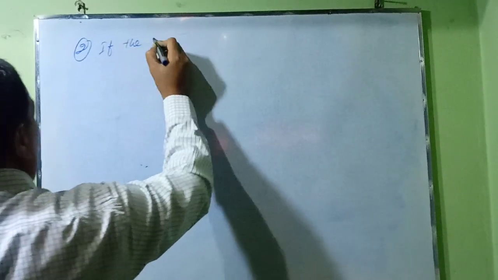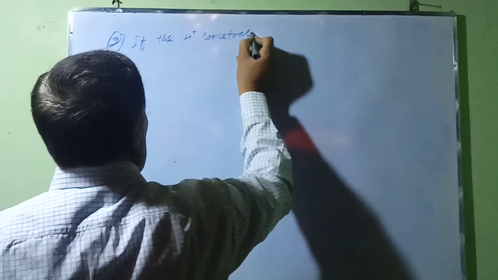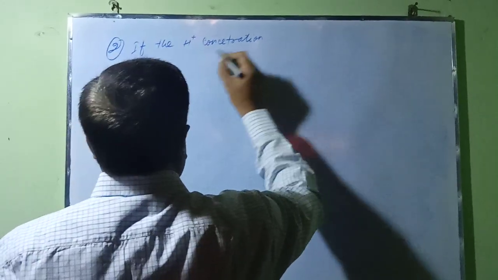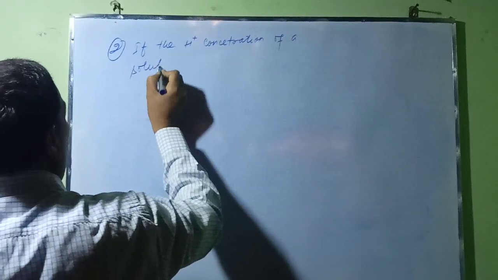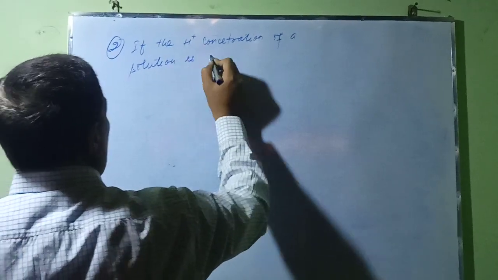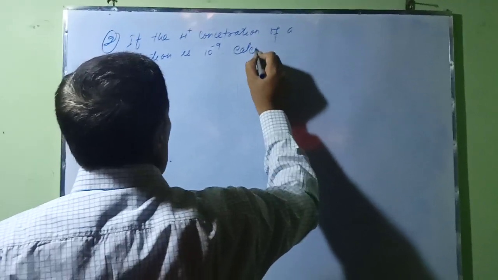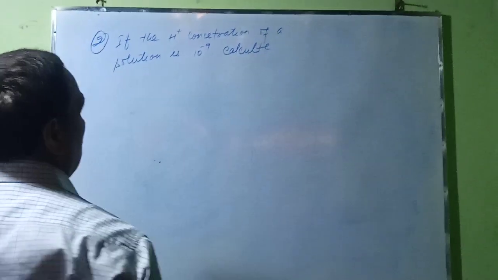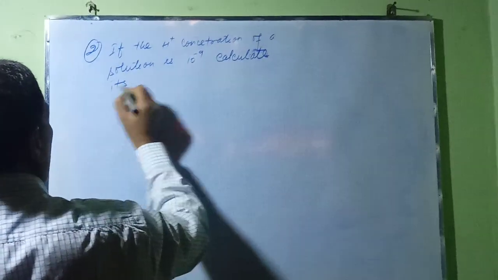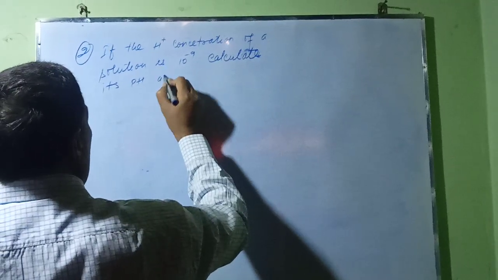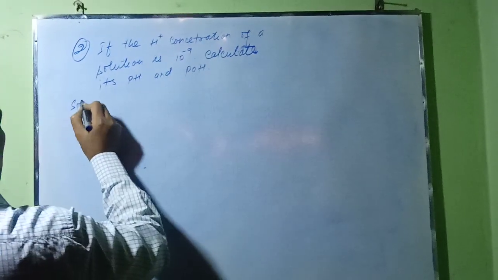Question number 2. If the hydrogen ion concentration of a solution is 10 to power minus 9, calculate its pH and pOH.